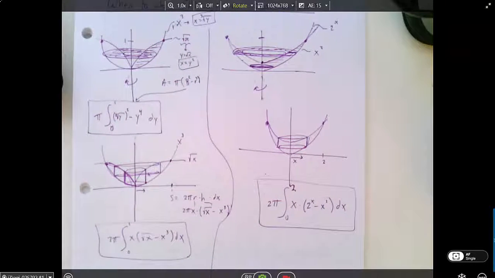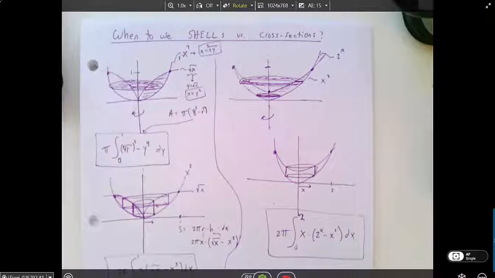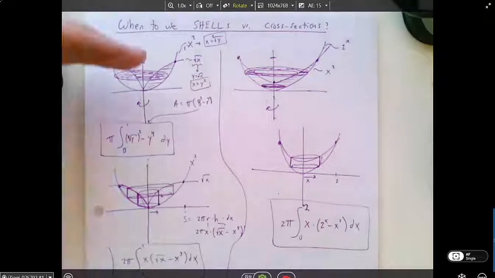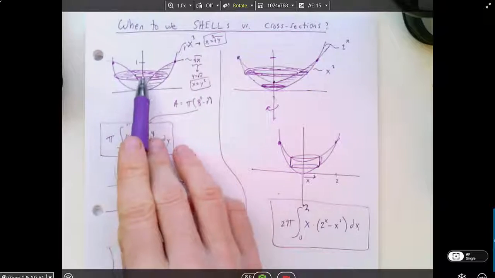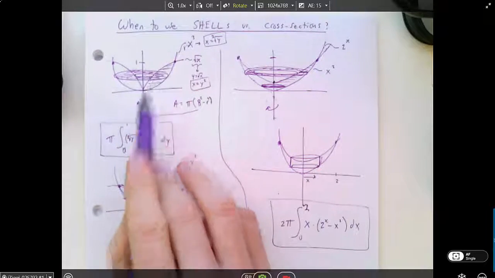So stepping back, when do you use shells? When do you use cross sections? So I would say first draw your cross section and imagine it. And think about what information you need to find the area of your cross section. You always need to be able to figure out what those 2 radii are.